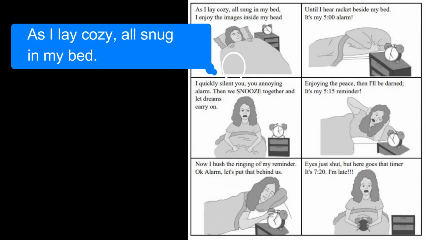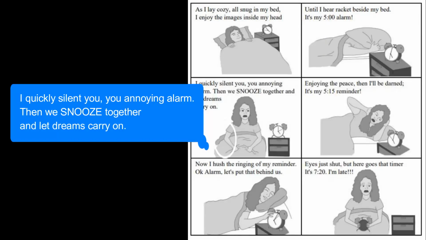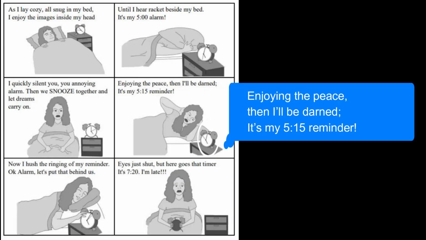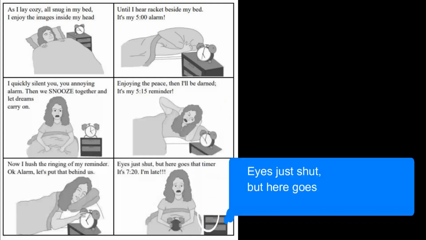As I lay cozy, all snug in my bed, I enjoy the images inside my head until I hear a racket beside my bed. It's my 5 o'clock alarm. I quickly silence you, you annoying alarm. Then we snooze together and let dreams carry on. Enjoying the peace? Then I'll be darned. It's my 5:15 reminder. Now I hush the ringing of my reminder. Okay, alarm? Let's put that behind us. Eyes still shut, but here goes that timer. It's 7:20. I'm late.